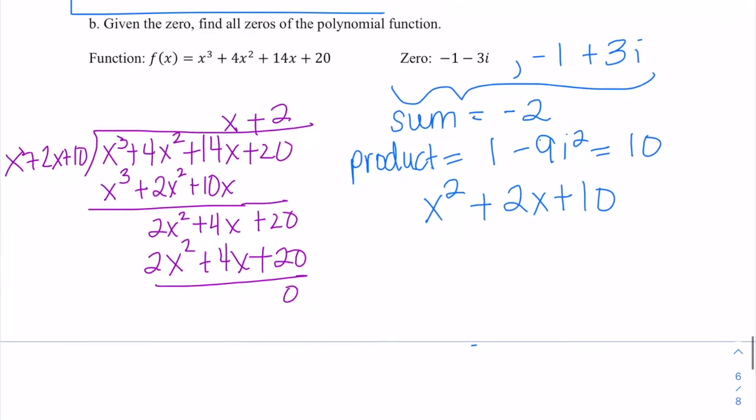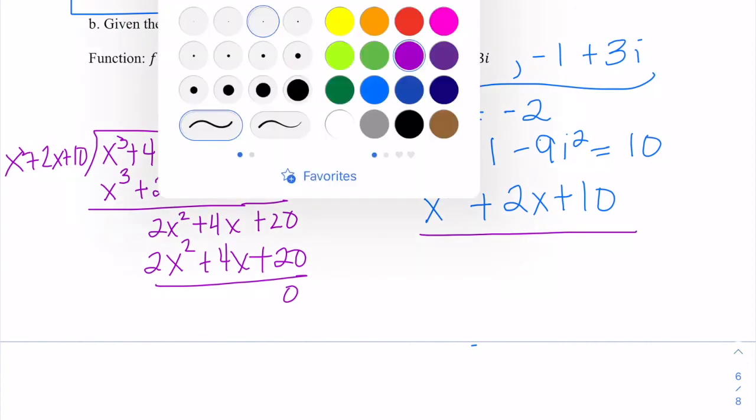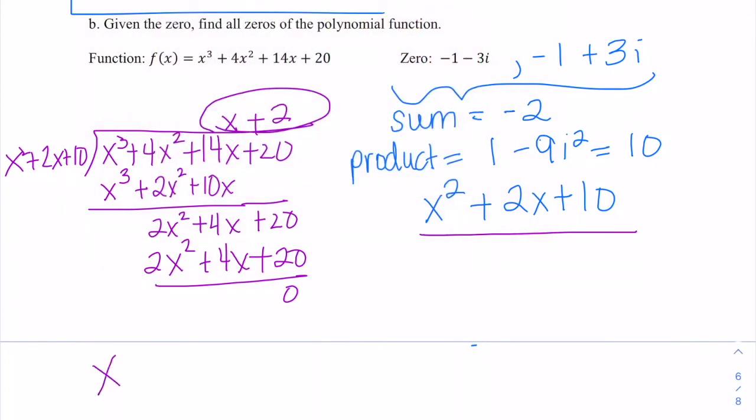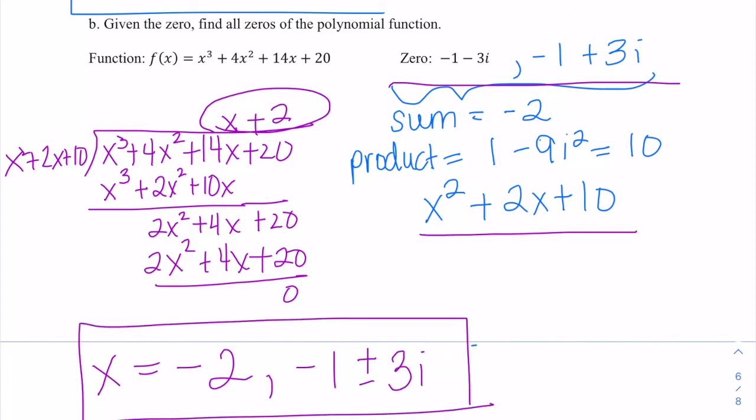So if we're going to find all the zeros, well, we know that in factored form, it would have this x plus 2 and have this root, right? So writing them all together, let's stick with purple here, we know that -2 is a zero, and then we know those 2 zeros that were given up here, -1 plus or minus 3i, finish out to make 3 zeros.